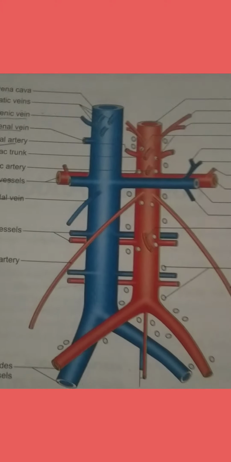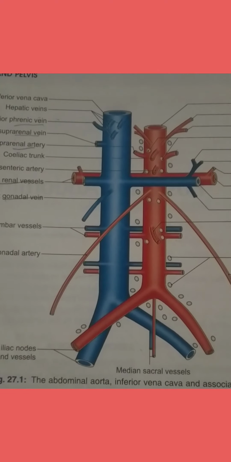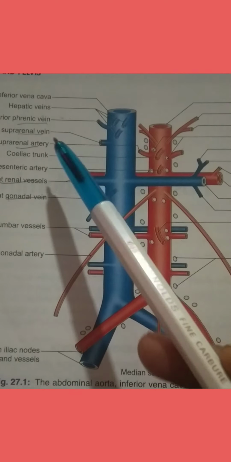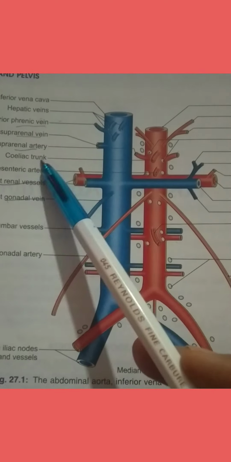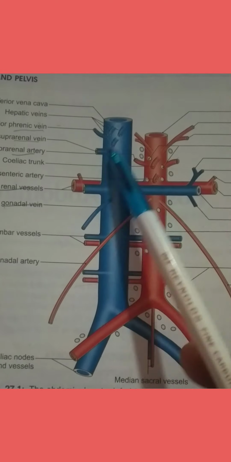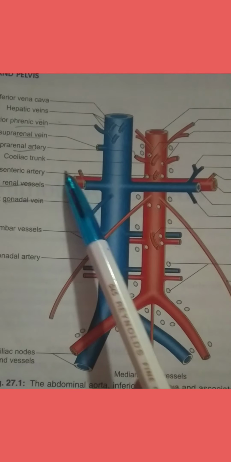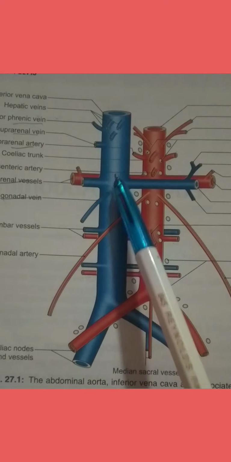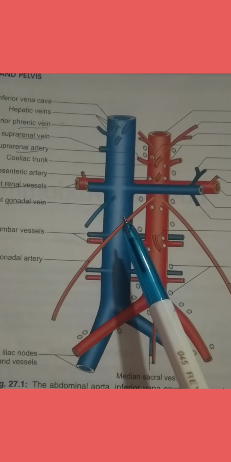Next are the relations of the IVC, the anterior relations and the posterior relations. Anterior relations from above downwards are: the upper part is related to the posterior surface of the liver and the epiploic foramen. Here is the first part of the duodenum. It is also related to the first part of the duodenum. Then the third part of the duodenum, and in between the third and the first part lies the head of the pancreas along with the bile duct.